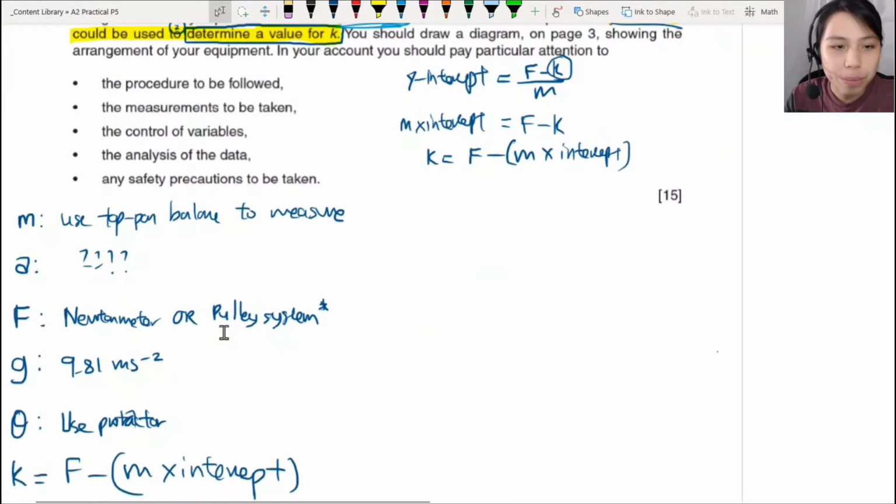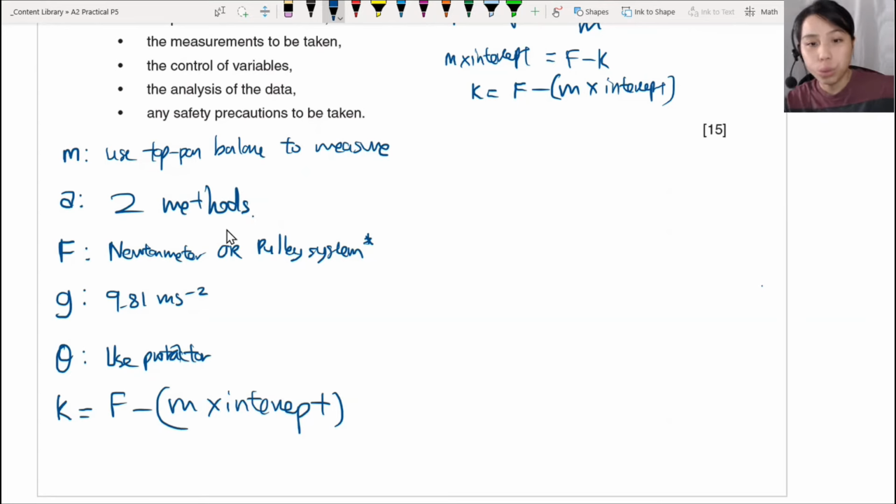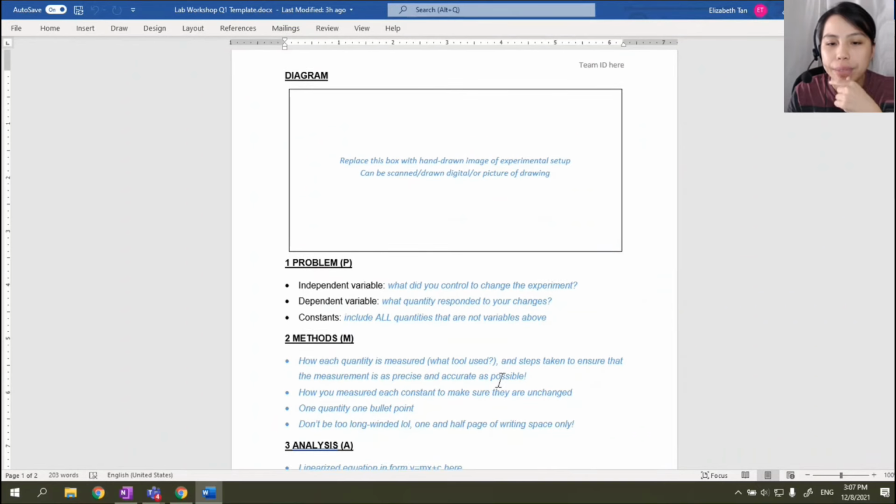Planning the experiment. We have kind of a rough idea of what we can do. So let's see 2 methods. Now it's time for you to go try and write it out. How to write it out? Okay. You will see an empty page with a lot of boxes and bullet points. This is the template to guide you along. So instructions are in blue. You will replace the instructions with your typing.